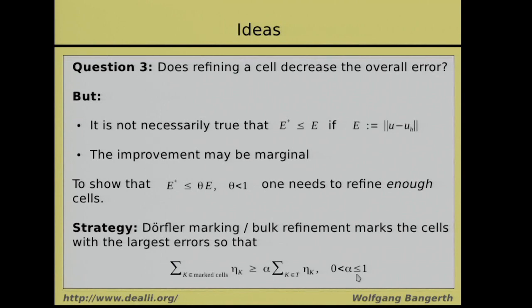And of course, if you choose alpha equals 1, then in essence, you want the sum of the errors on the marked cells to equal the sum of the errors on all cells. That would mean that you have to refine all cells. But the alpha needs to be bigger than 0, and oftentimes actually needs to be bigger than some other constant between 0 and 1. So that's what we call the Dörfler marking. It means that you need to have a number of cells that you mark for refinement that together makes up a sufficient fraction of the total error, and then you can show convergence properties like this one here, for example.